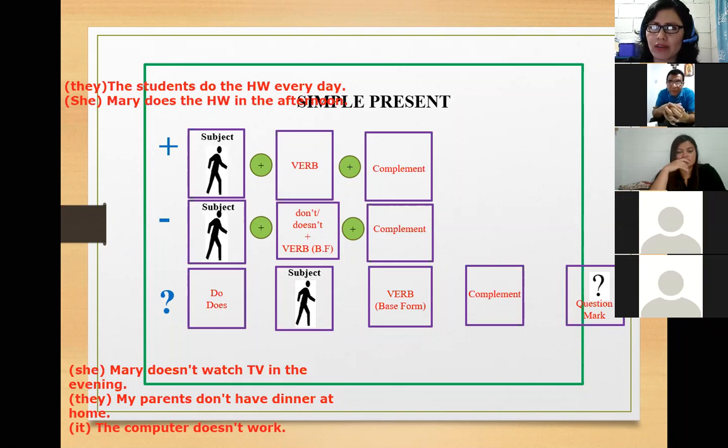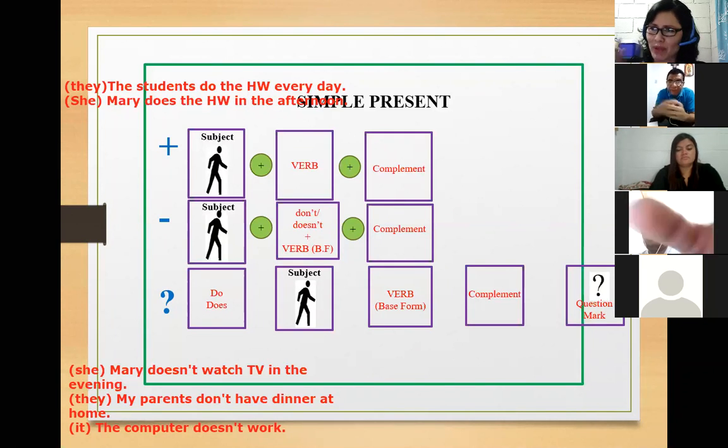Teacher, ¿y qué es una forma base? Bueno, es simple y sencillamente el nombre del verbo. Un verbo sin ser modificado y sin ser cambiado en lo absoluto, right? Eso es un base form. Then I need a complement. I mean, a complement, if you want to add a complement, but if you don't, that's okay, not a problem.